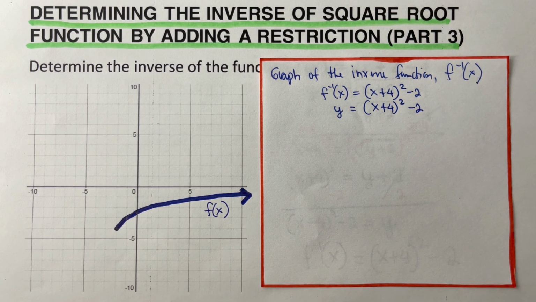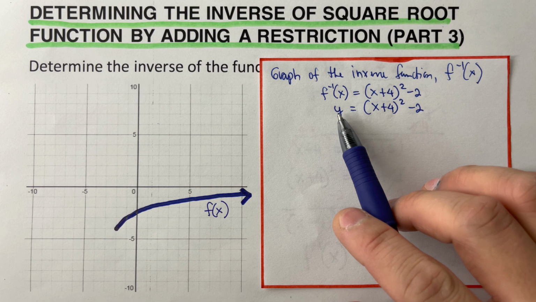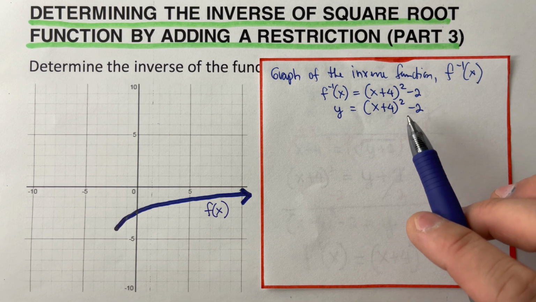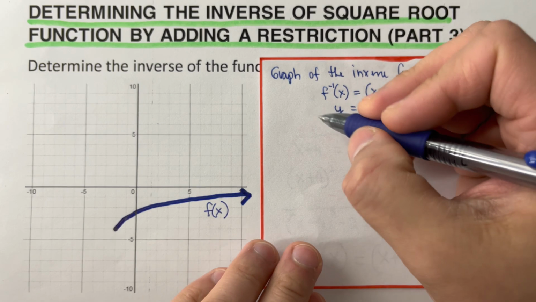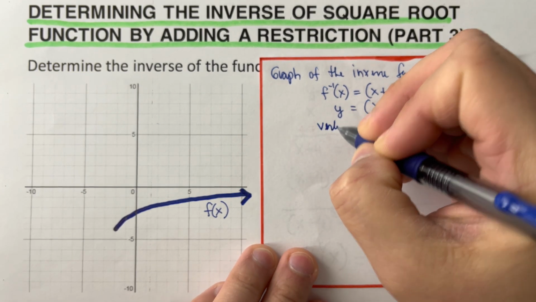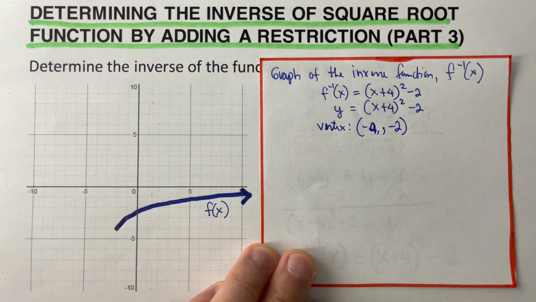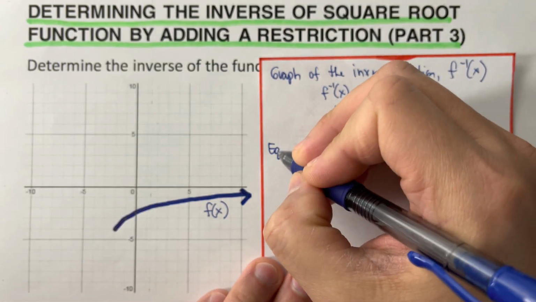Okay, just by looking at this equation that we have here, we can tell that the vertex of this function is at (-4, -2), because again, remember, we are going to switch and keep. So then we can go ahead and write the vertex right here. And so we are now ready to determine the equation to use to complete the table.